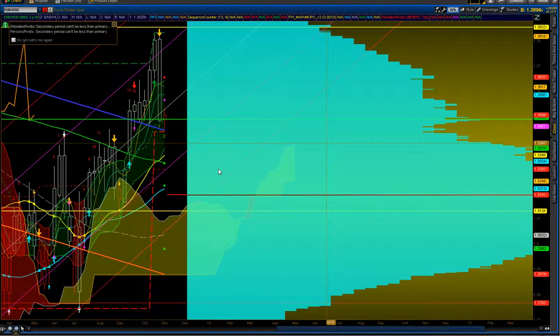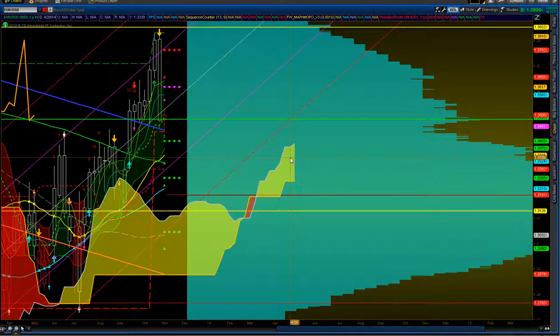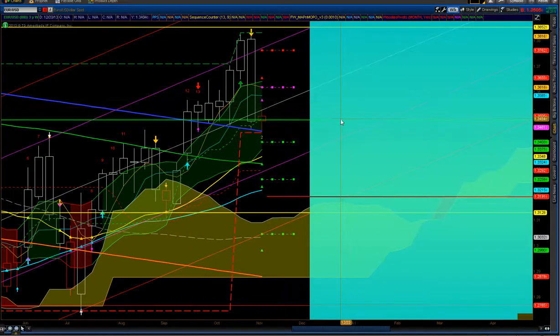If we look at the weekly, let's get a little closer here. You see that we've been dealing with this 50 right here, which is that 34.91.